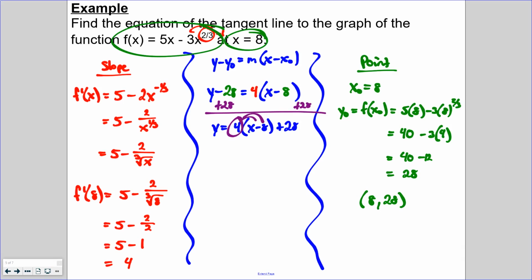From here we can take the 4 and we can distribute it in, which is going to give us y is equal to 4x minus 32 plus 28. And then we can combine like terms to get 4x minus 4 as the equation of our tangent line in slope-intercept form.